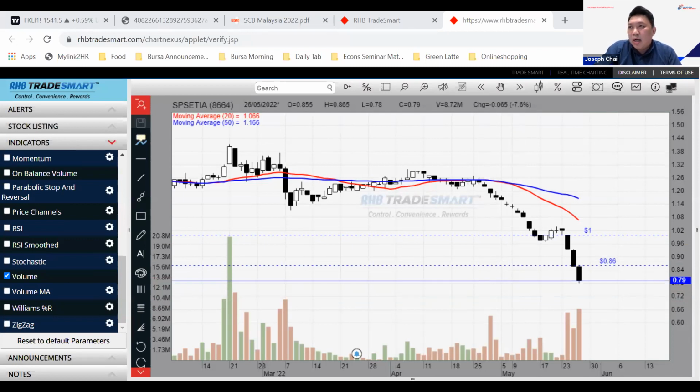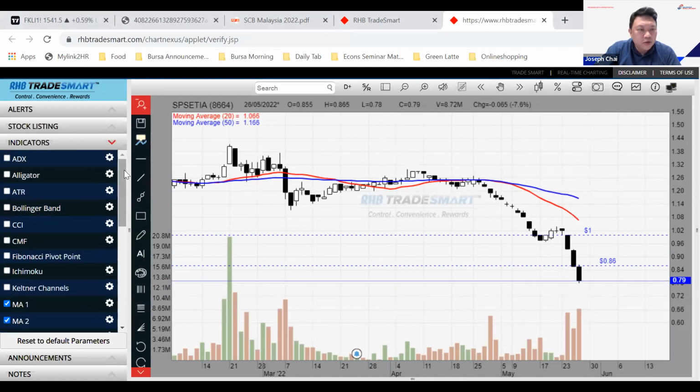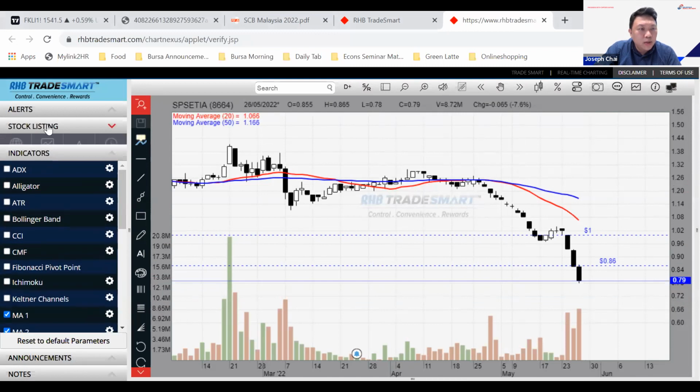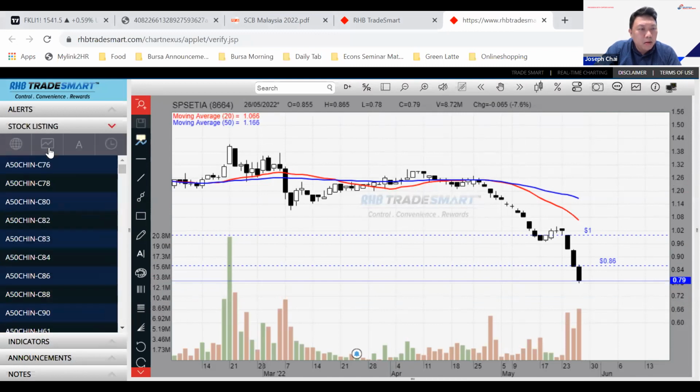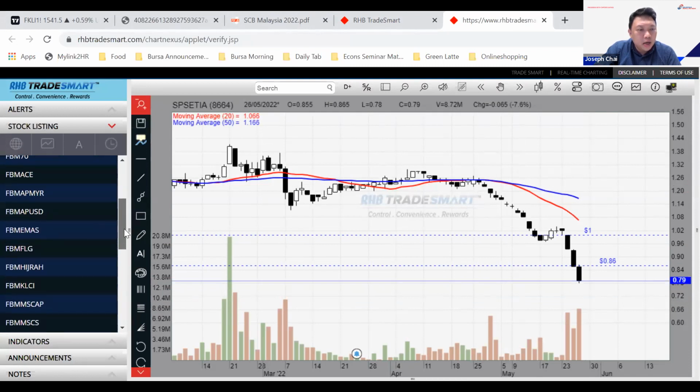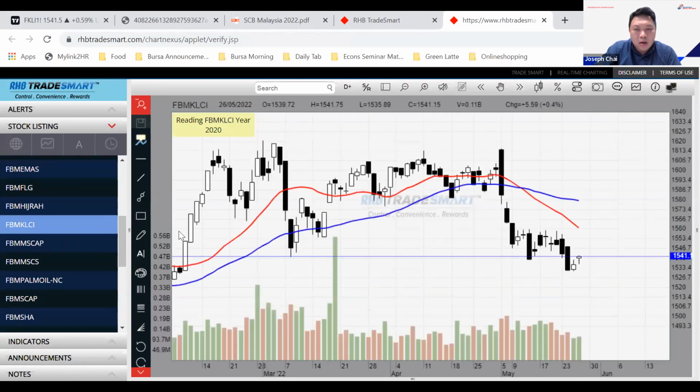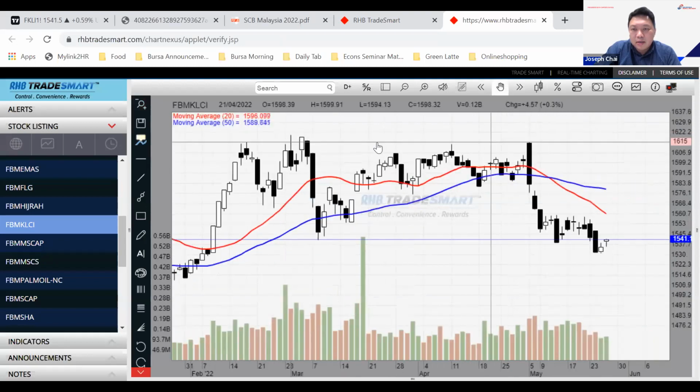Yes, basically I do the same as my KLCI futures as well. I don't have KLCI futures here. But what I can do is I'm using an index, right? I'll just use the index here, right?